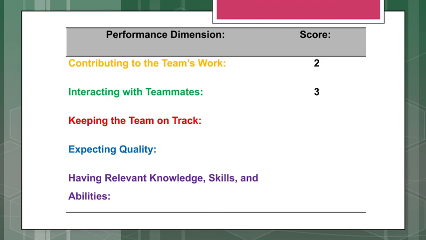We would then rate this dimension as a 1, meaning that Robin needs improvements with monitoring the team's progress and giving feedback. The dimension of expecting quality would also receive a rating of 1, since both behaviors for that category were rated as 1s. Finally, the two behaviors for having relevant knowledge, skills, and abilities reflected high performance, so we would give this dimension a final score of 5.